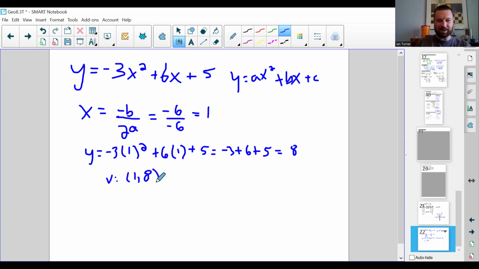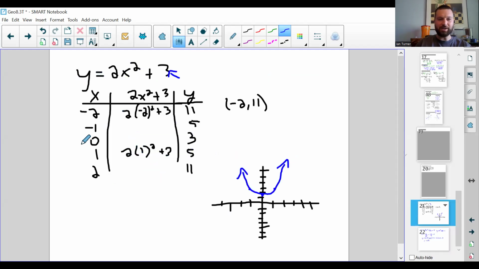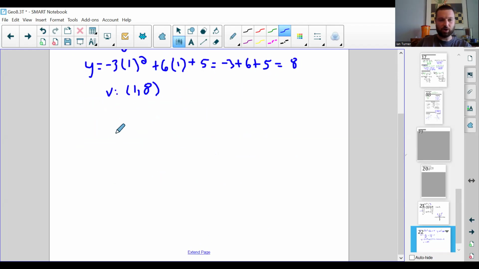So remember last time in the table, here, I'll just show you. I knew that the vertex was just going to be at 0. That's because we didn't have a bx term. So I just did this. Always, if it looks like this, just do -2, -1, 0, 1, 2. Well, now, if you want to keep doing it in table form, which you can, you don't have to, right? We're going to go (1, 8).